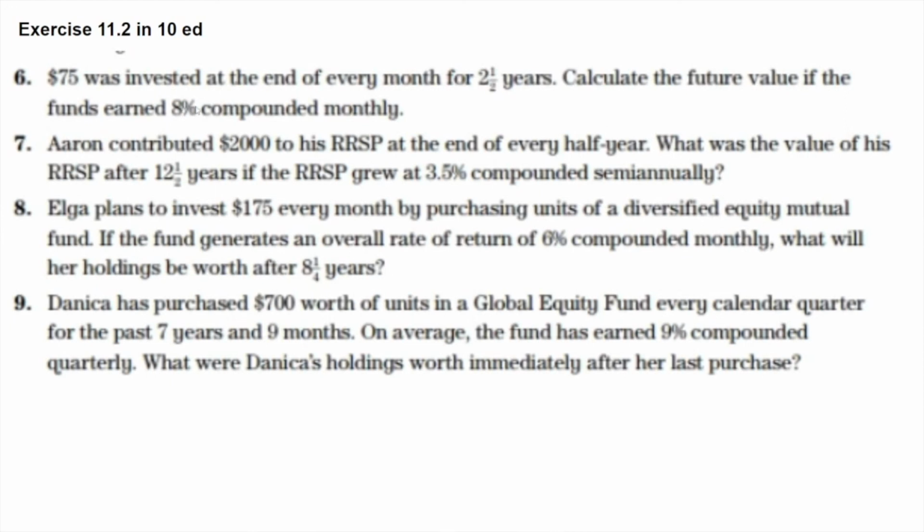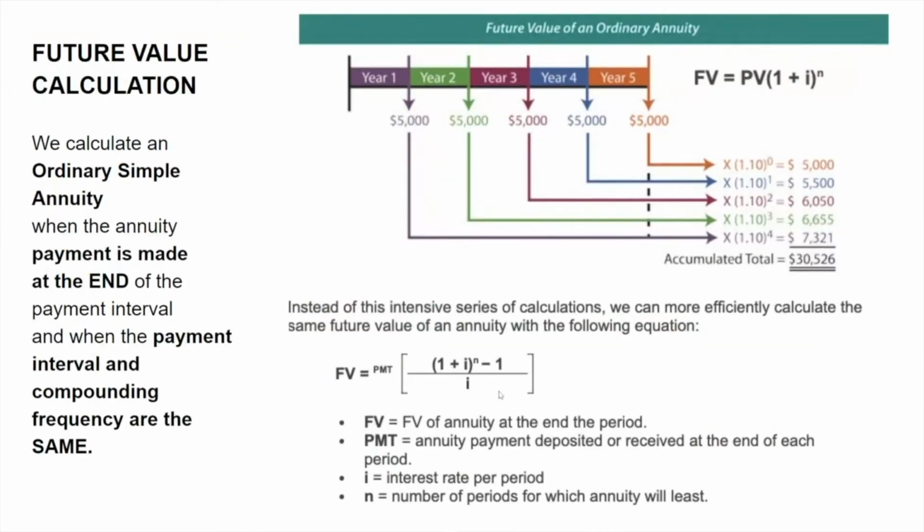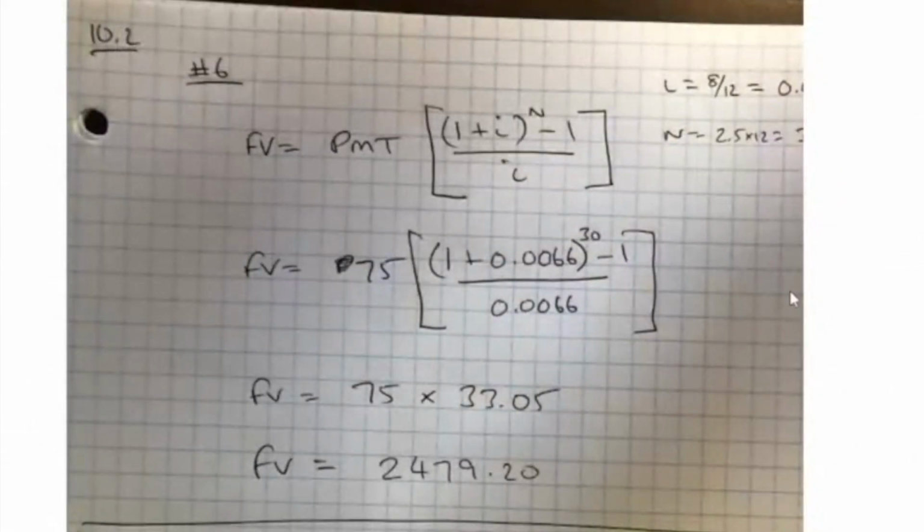So let's figure out what 8% is monthly. That's 8% divided by 12, and that will give you 0.67% per month, which turns into a decimal of 0.0067. Okay? So here's our basic formula: FV equals PMT times (1 plus i to the n, minus 1) over i. And we're going to take a look at it here. So here's what it will look like when you plug the numbers in.